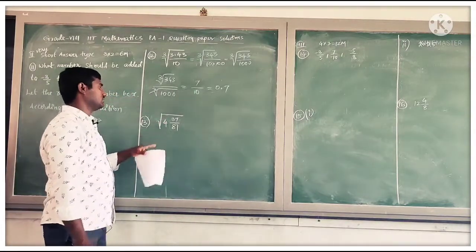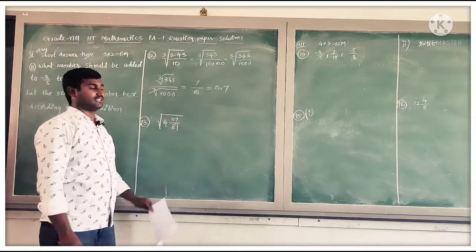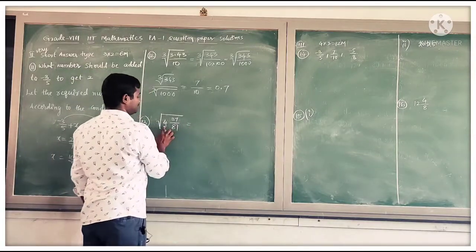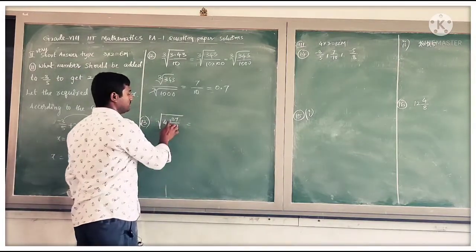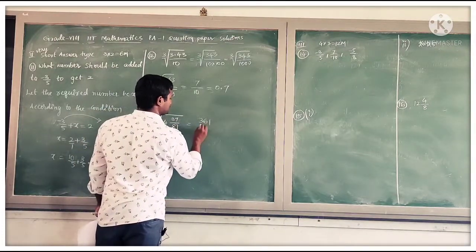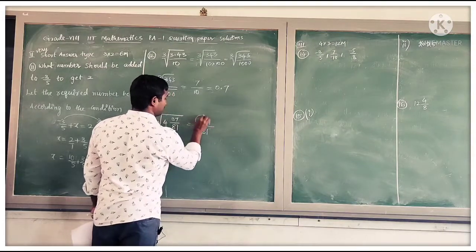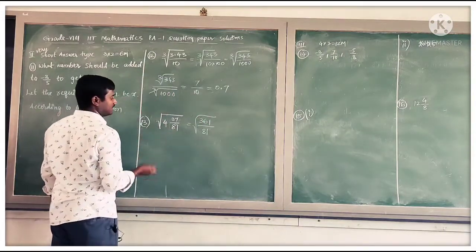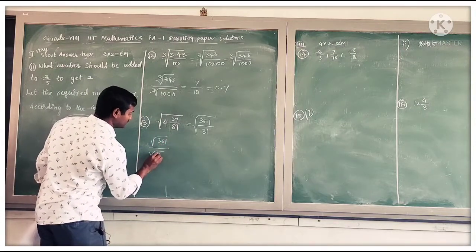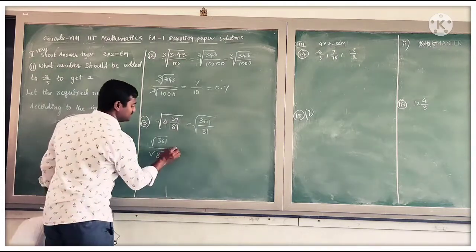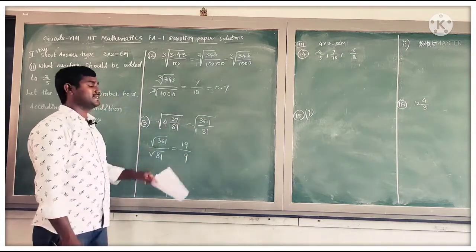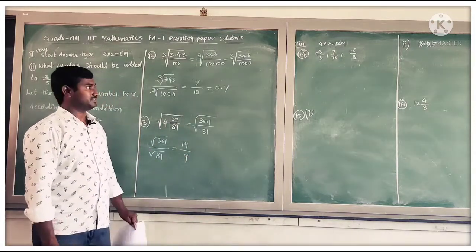Next, find the square root of 4 37 by 81 that they have given. They gave it in a mixed fraction, so convert it into an improper fraction: 4 into 81 is 324, plus 37 is 361 by 81. So the square root of 361 by 81 we can write as the square root of 361 by the square root of 81. The square root of 361 is 19, the square root of 81 is 9. So the required answer is 19 by 9, the correct option.